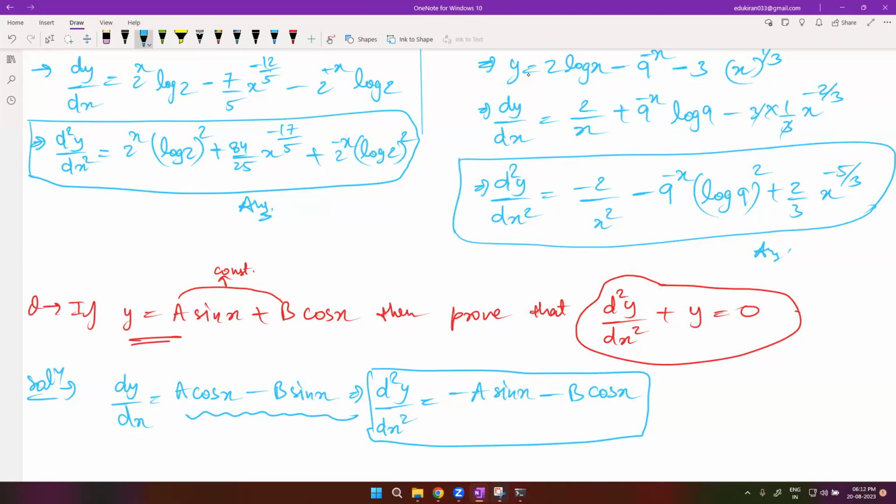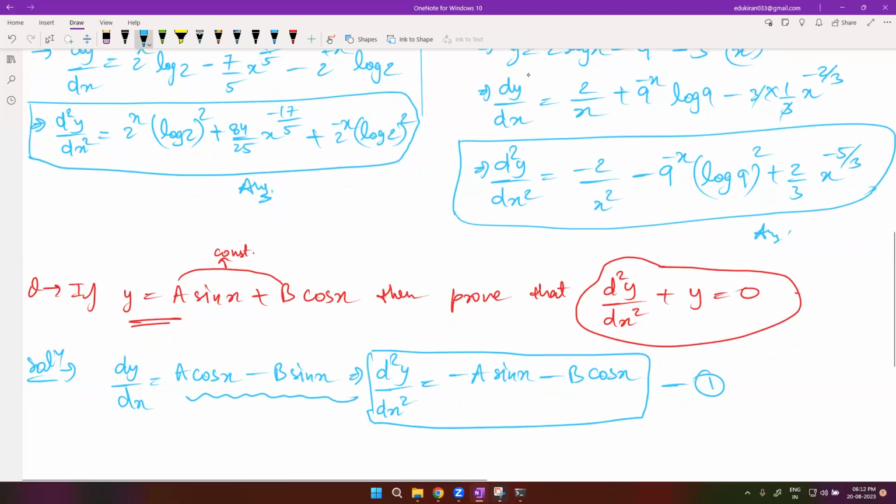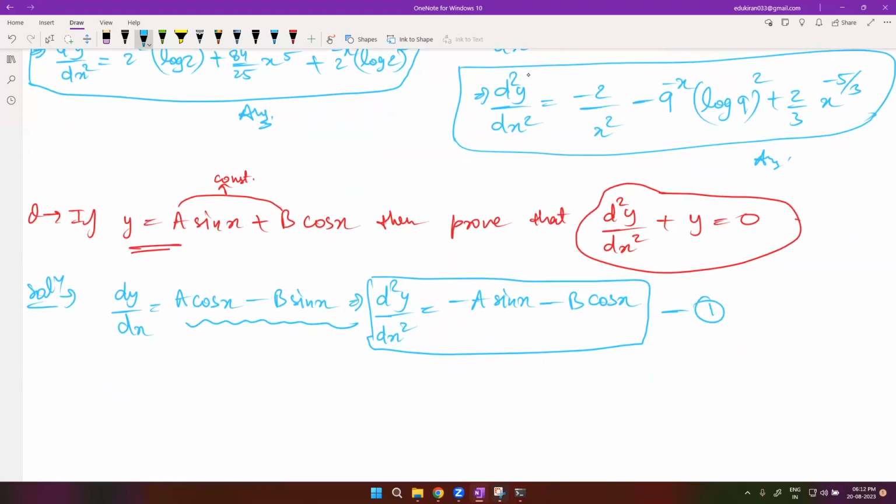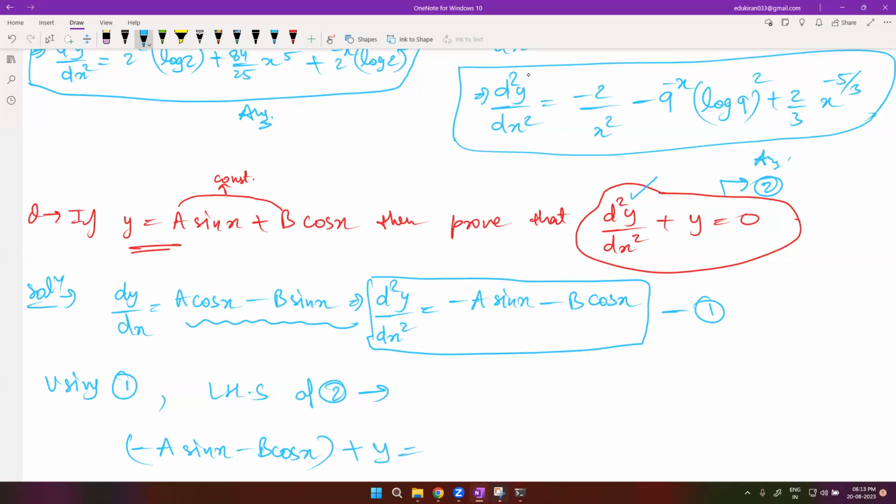Now we have already found out the value of d2y by dx square. Now I want to prove this equation. So what I will do is I will put this derivative part in the proving equation. Let's call this equation 2. What does the LHS of 2 become? In place of d2y by dx square, you can put minus a sin x minus b cos x, right? This portion plus y, right? This is your LHS.